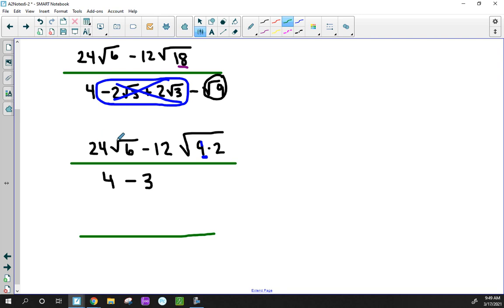Okay, back to the top. We already know this is simplified, so we're going to recopy 24 radical 6. We're going to drop our minus 12 down. And remember that we still have to simplify the square root of 9, which is 3. So that 3 is going to come outside, and it needs to be multiplied by the 12. But then we still have this 2 underneath the radical, so we need to remember to put it at the end. Denominator is just 4 minus 3, which is 1.